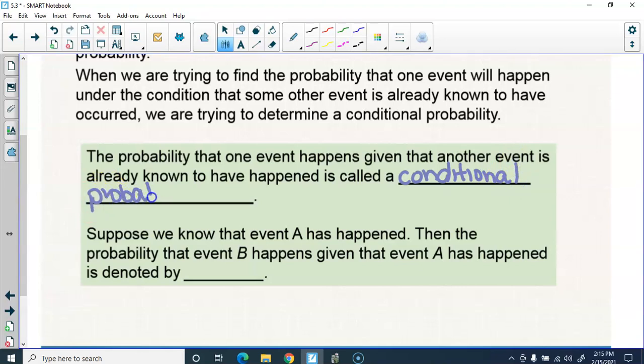So suppose that we know that event A has happened. Then the probability that event B happens, given that event A has already happened, is denoted by P(B | A). This vertical line means "given," so this would be read as probability of B given A.